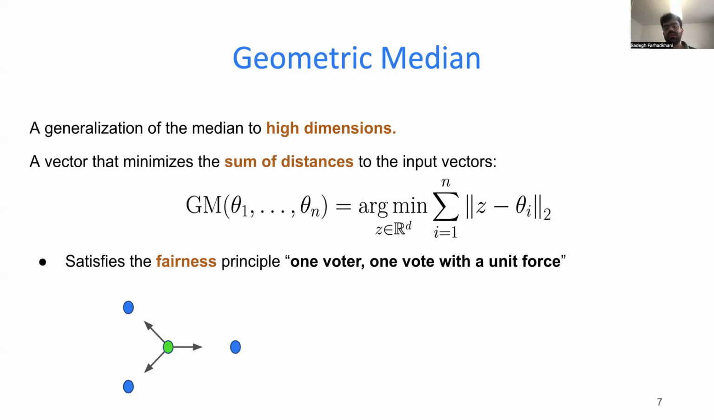For instance, in this example here, as we have 3 vectors and each of them has a unit force, there should be a third of a turn between any 2 arrows. And it doesn't actually matter if one of these vectors moves to the right, as the unit force remains the same and in the same direction. So the geometric median doesn't move, and this vector cannot obtain more voting power by moving far away from the geometric median. For a detailed discussion about this property and why it's the case, you can check the paper.